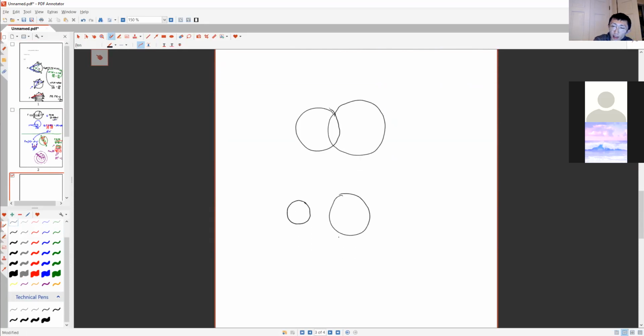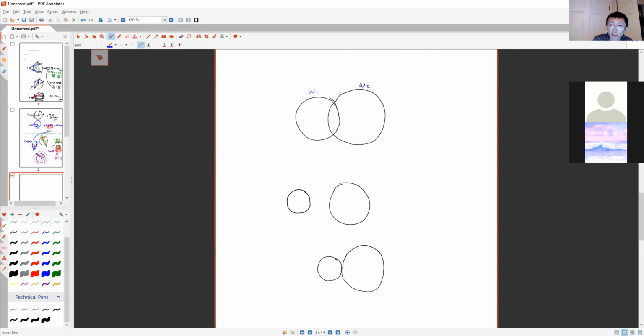And they can also be tangent. The question is, what is the set of all points that have the same power with respect to both circles? So if we call the circles omega 1 and omega 2, then it turns out we can find the locus. So let me just type this out.